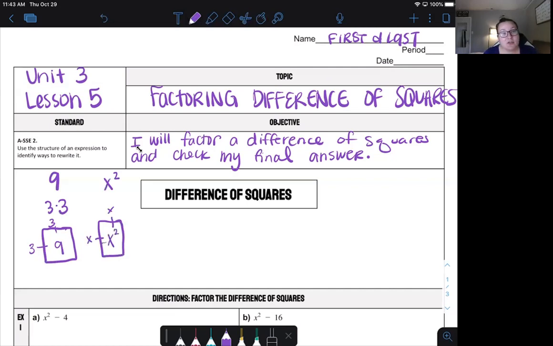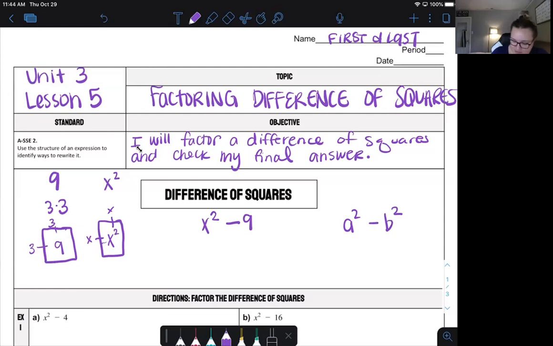The same for numbers like 36, which creates a square that would be 6 by 6, or 81, which creates a square with dimensions of 9 by 9. Y squared creates a square with dimensions of y by y. So when I talk about a difference of squares, what that means is we take two perfect squares, like x squared and 9, and we subtract them. A difference just means subtraction. We take two perfect squares and we subtract them, like x squared minus 9, or a squared minus b squared.